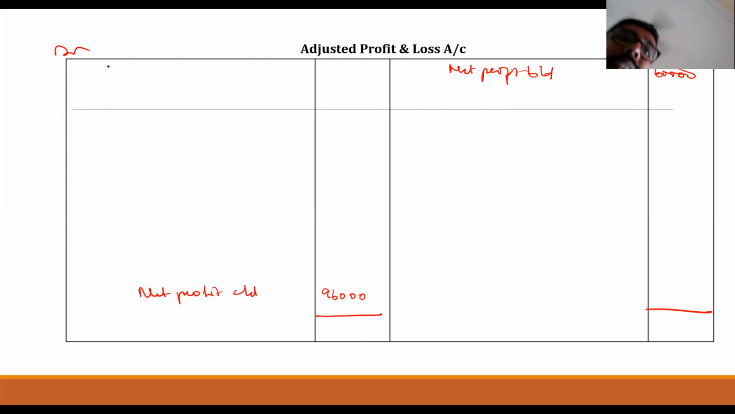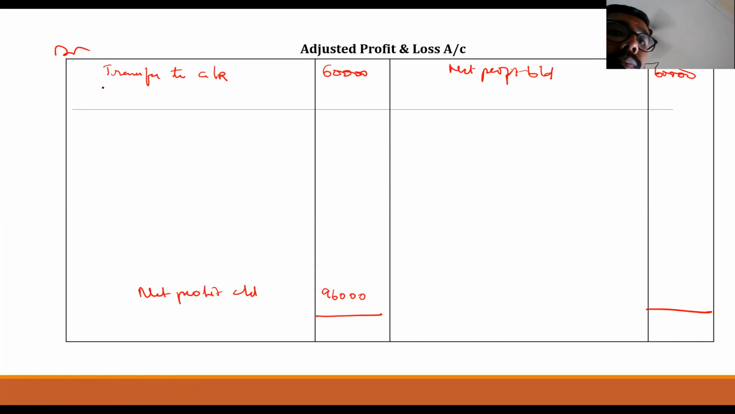Starting from the balance sheet. What is the first item? Come through liabilities and then assets. Equity share capital, no. Preference share, no. Next one, general reserve. Transfer to general reserve. What is the difference amount? 60,000. Next item.